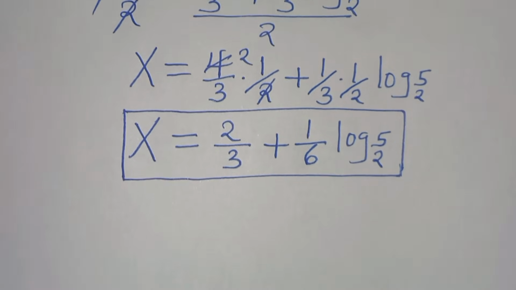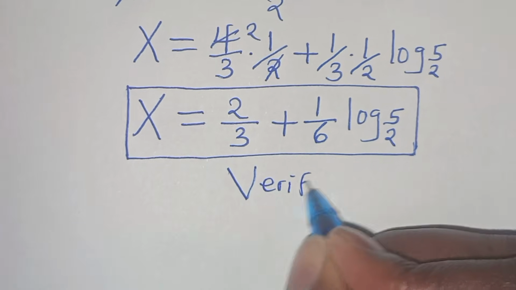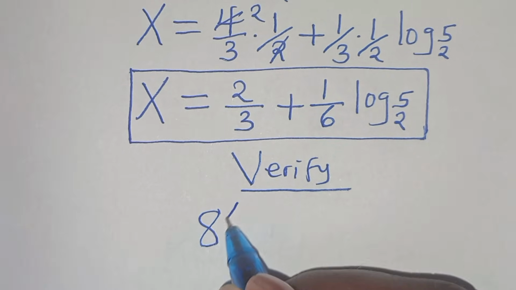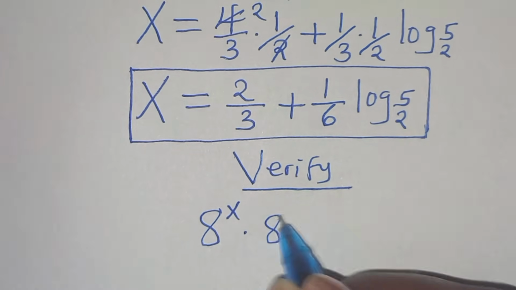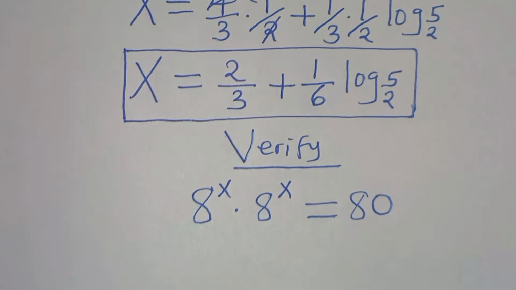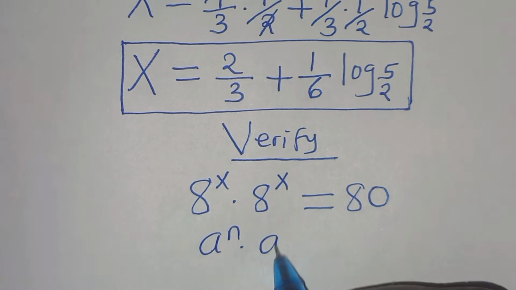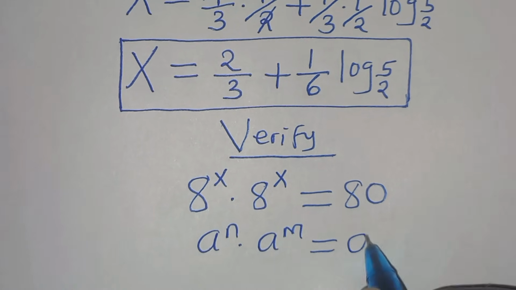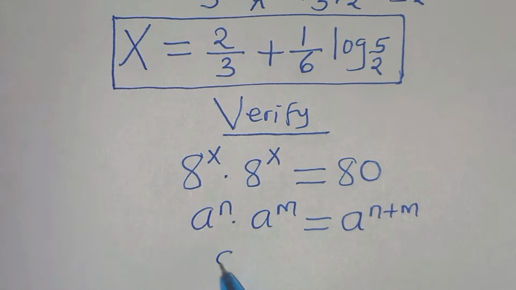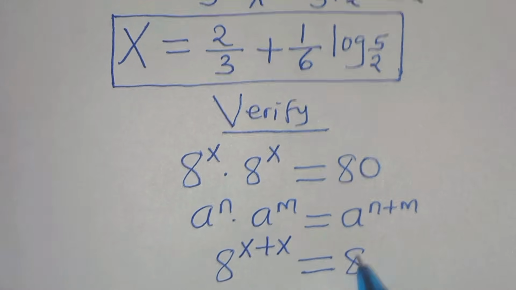Now the next step is to verify that this value of x satisfies the equation. So let's verify from here. If you recall, we have 8 to the power of x times 8 to the power of x, which is equal to 80. Now, we see that this is in the form of 8 to the power of n times 8 to the power of m, which can be expressed as 8 to the power of n plus m. So this implies we have 8 to the power of x plus x, which is equal to 80.